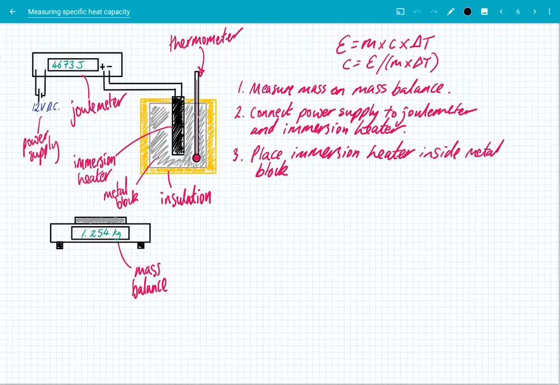Step 3, we're going to place our immersion heater inside the metal block. This is so that all of the thermal energy from that immersion heater goes into the metal block and then it heats the metal block up using conduction.